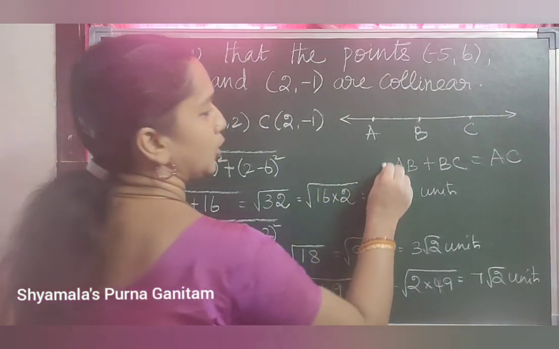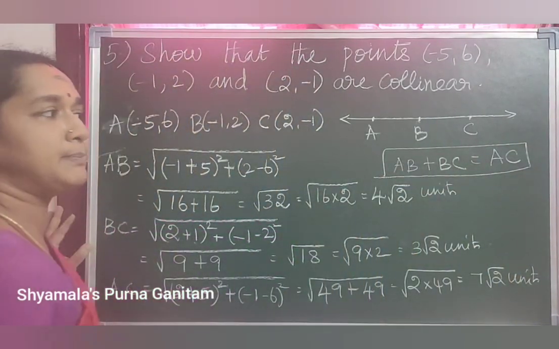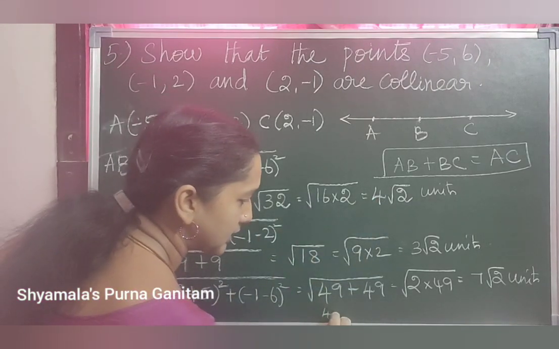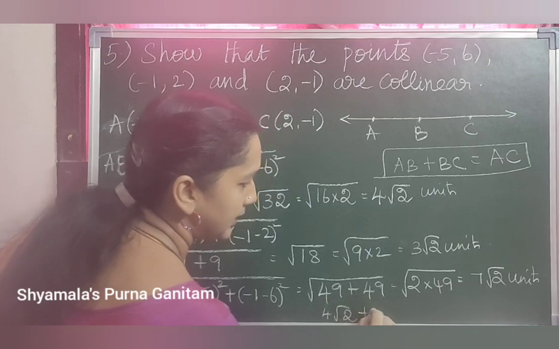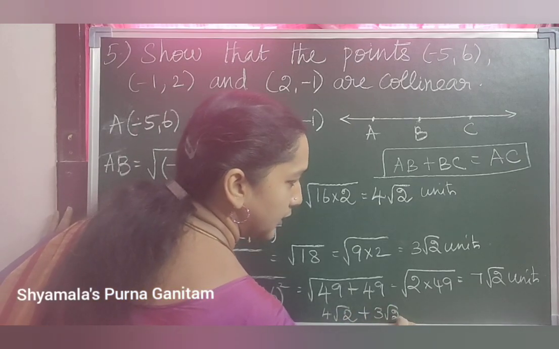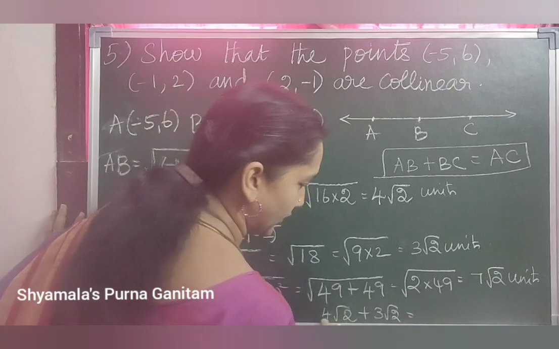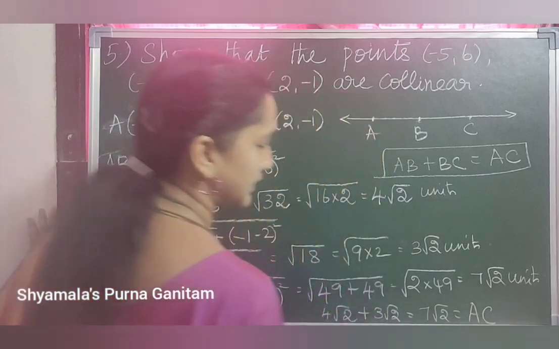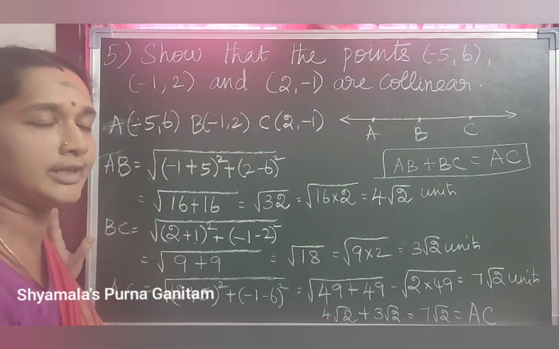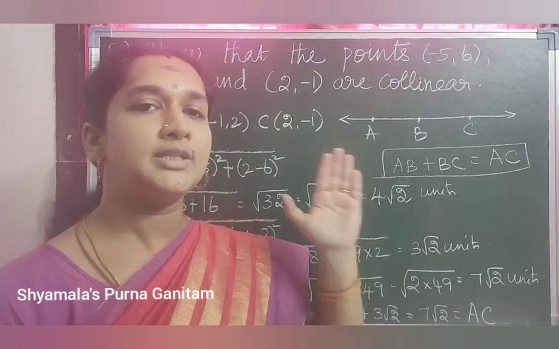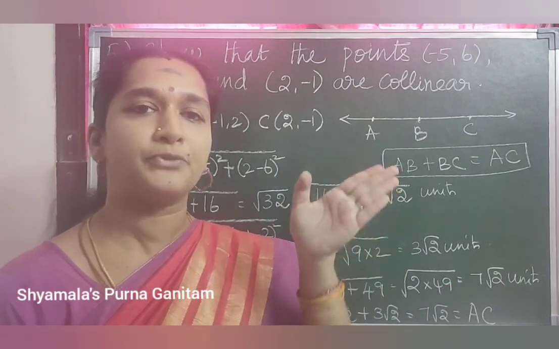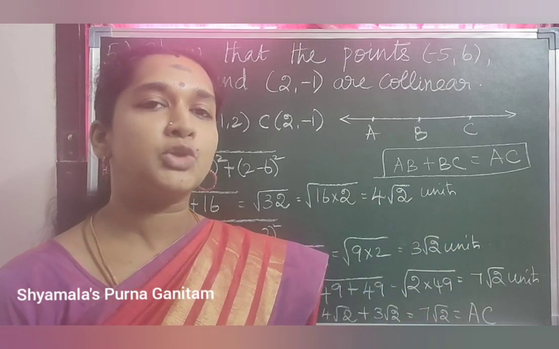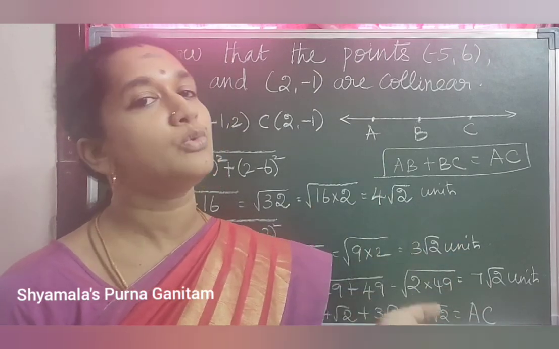Okay. So what I told you to check whether it is collinear, AB plus BC is equal to AC. So when I add, AB is 4 root 2, BC is 3 root 2, and AC is 7 root 2. When I add this, I will get 7 root 2. This is nothing but my AC. So this is how you have to prove the collinearity. So these are the 5 sums that are very, very important in the first exercise in coordinate geometry. Then in the next video, I will be explaining you 5 more sums.